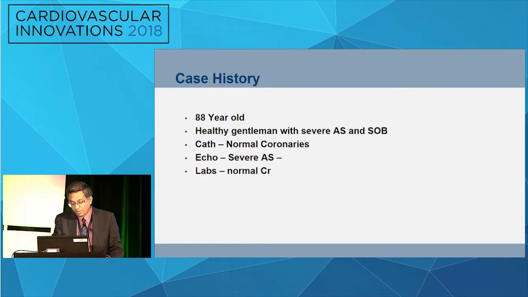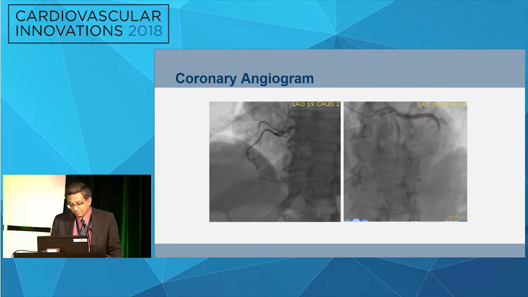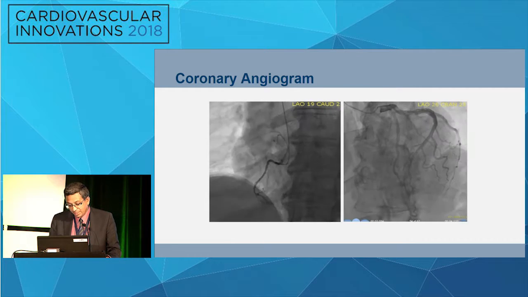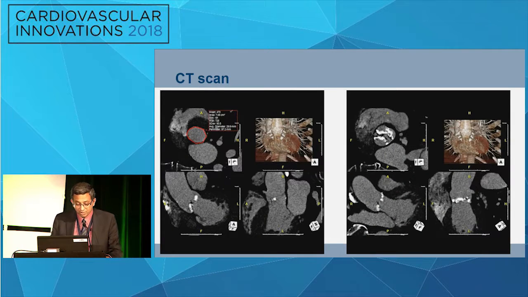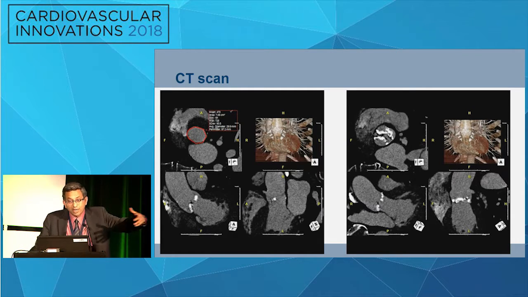So cath: normal coronaries, echo, labs, relatively normal creatinine. Here is the cath. You can see that the valve is super calcified, and you see the right and the left. Again, the valve is very calcified, with a normal ventricle. I show you the CAT scan to show how the aorta looks. The valve is calcified. The valve looks like bicuspid, with a right and left fusion. It is an 88-year-old valve, and it is a calcified valve.